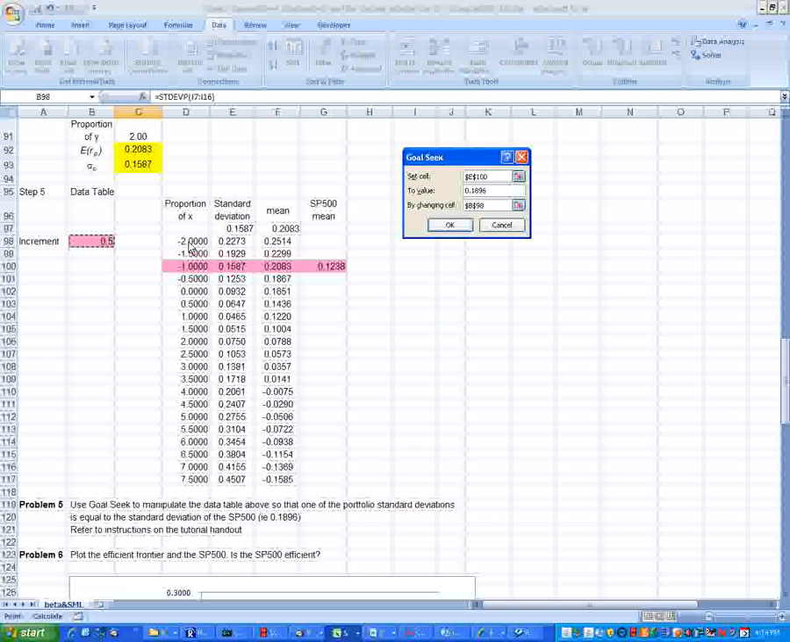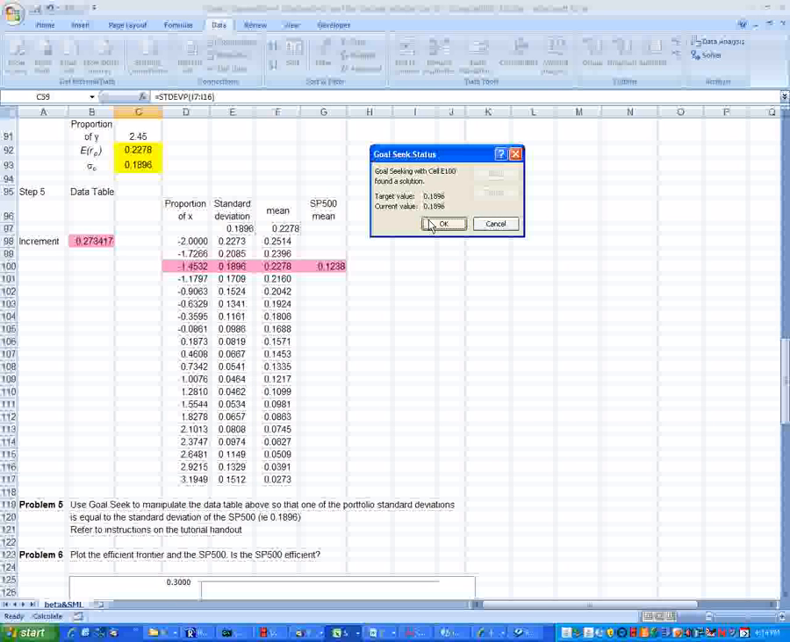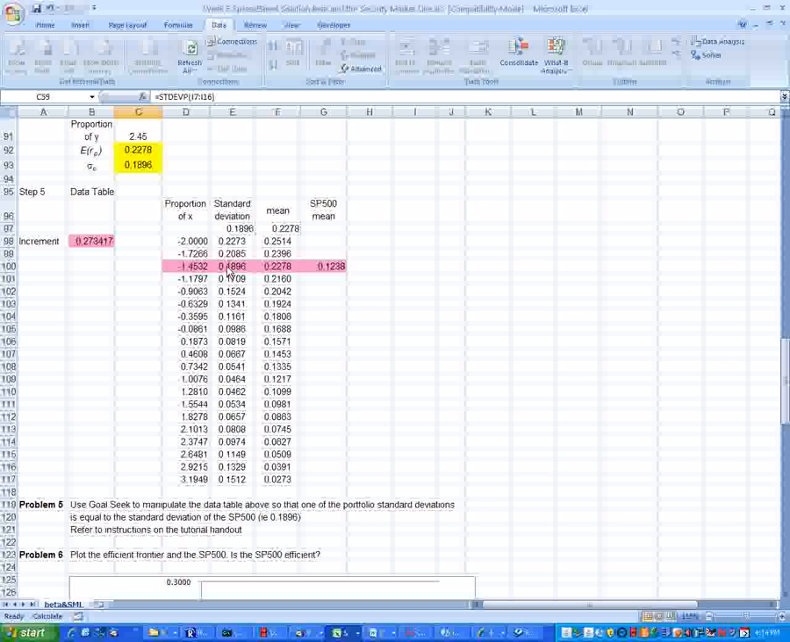Why? Because what we want to do is change the proportion, or the increments, between -2 going down into this data table, in such a way that one of these proportions will be such that the standard deviation corresponds to 0.1896. So if we hit OK, we get a solution, and we can see now that if the proportion of X is -1.4532, the risk, the standard deviation, is 0.1896, which we've seen is identical to the risk of the S&P 500.